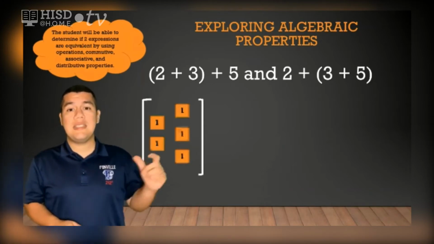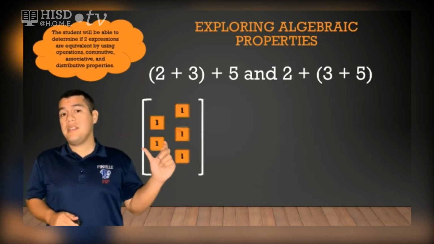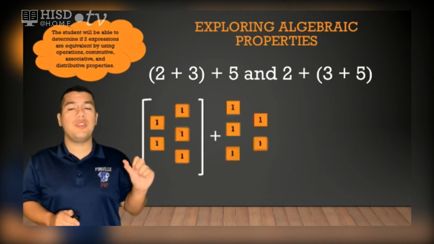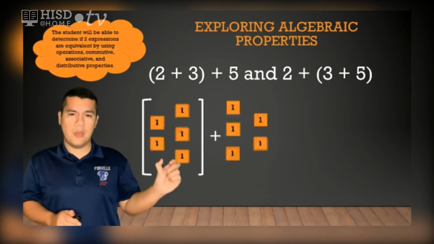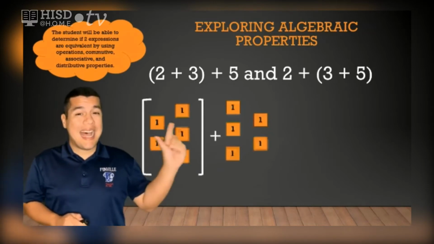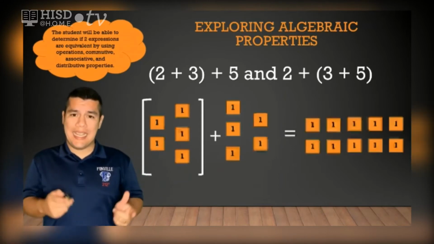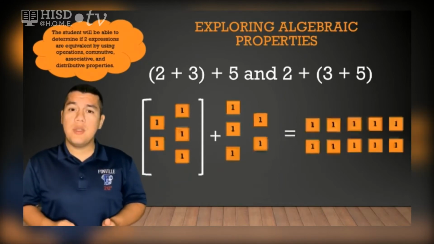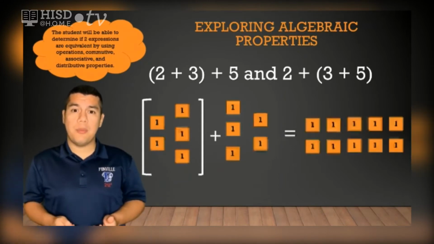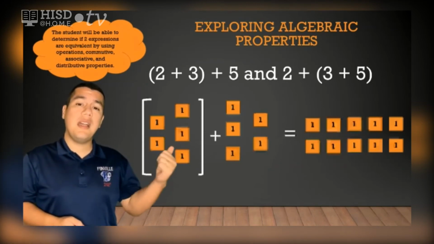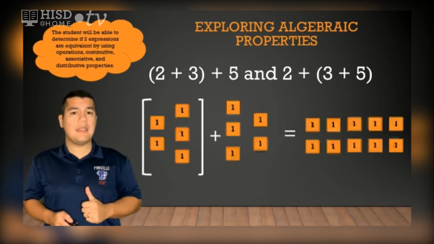So I know that inside of my parentheses, on the first expression, I'm going to have 2 plus 3, which is going to total 5 units. And then I'm going to add an extra 5, which is going to give me a total of 10. Now, if I do it in another set of grouping, that means that the 2 is going to be outside, and the 3 plus 5 is going to be inside of the parentheses.